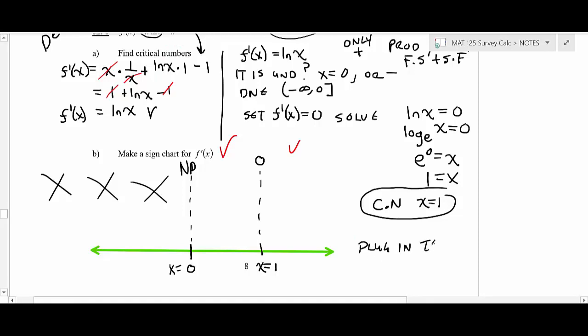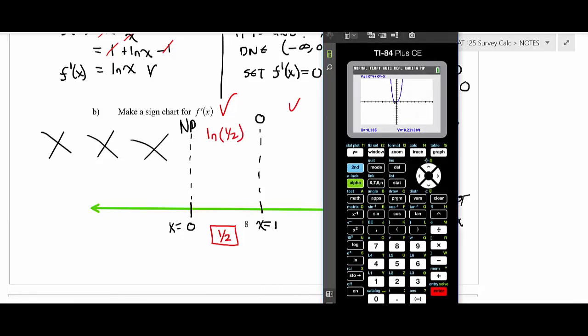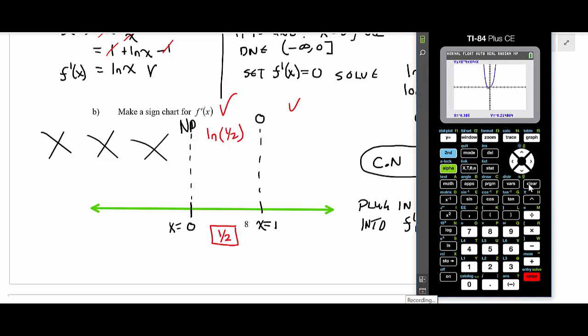Again, you're going to plug the test points into the derivative, f prime of x equals ln of x. You can use a calculator if you want to on this, I don't care. Let's take a test point between 0 and 1. Let's take a half and plug in. So we're going to do ln of a half. If you don't know how the logarithm of fractions goes, then it's worth knowing.